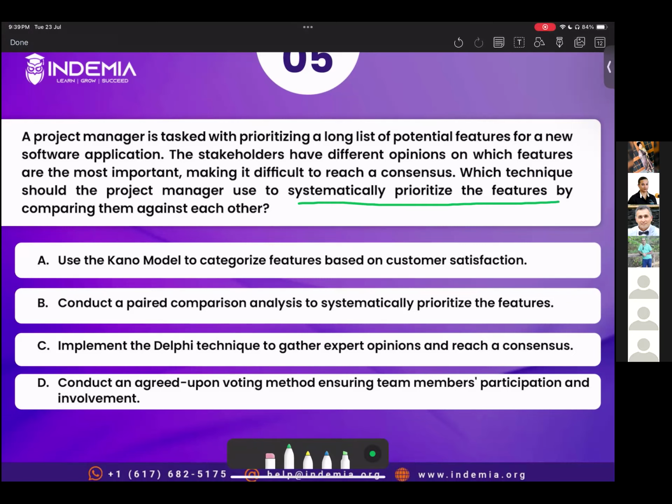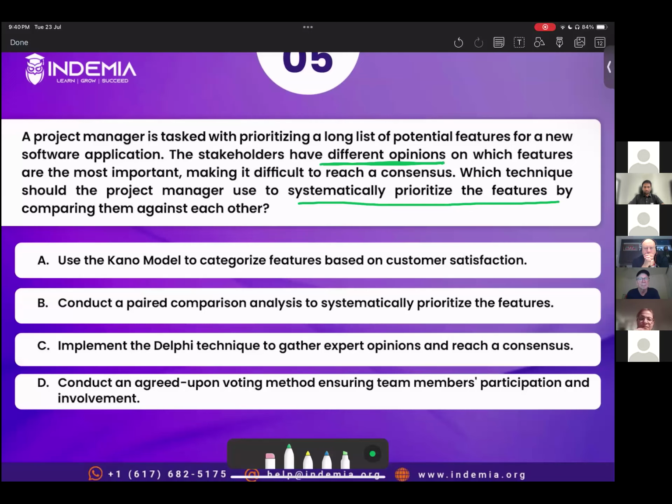Robin, you have chosen option D. I think that the real issue here is in the second sentence. We have different opinions on which features are the most important. So we could put it to the vote and find out by that method. So that's why I chose D. All right, thank you for the explanation. So your keyword is different opinions.